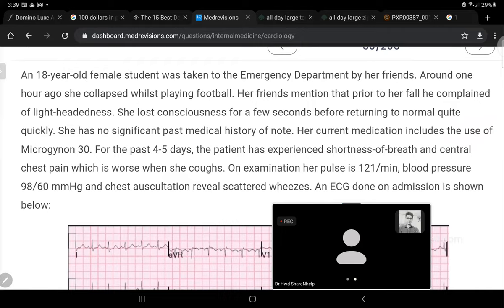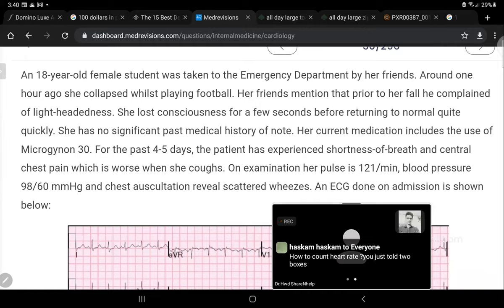18-year-old young student brought in by her friends because she collapsed while playing football. She was doing some activity, she collapsed. Her friends mentioned that prior to her fall, she complained of lightheadedness, right? She lost consciousness for a few seconds before returning to a normal state quickly, all right? Now here's the thing. I've asked you to always read it from here.